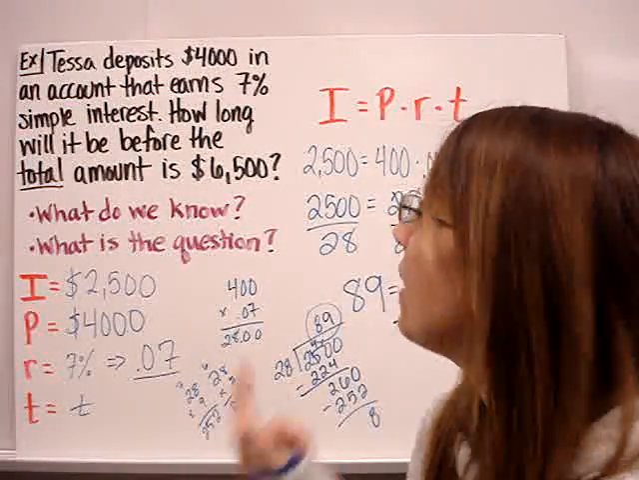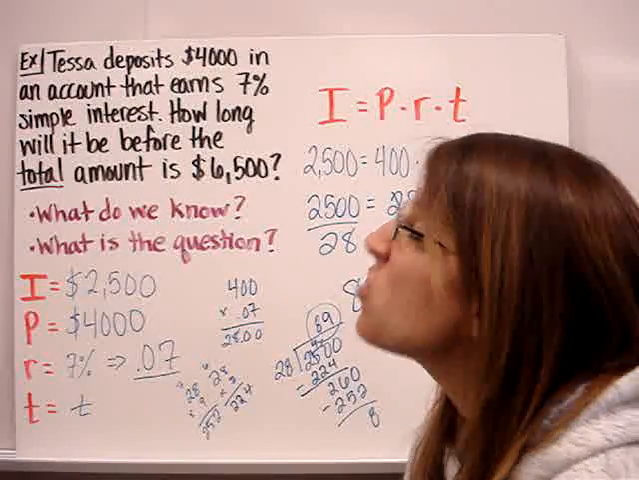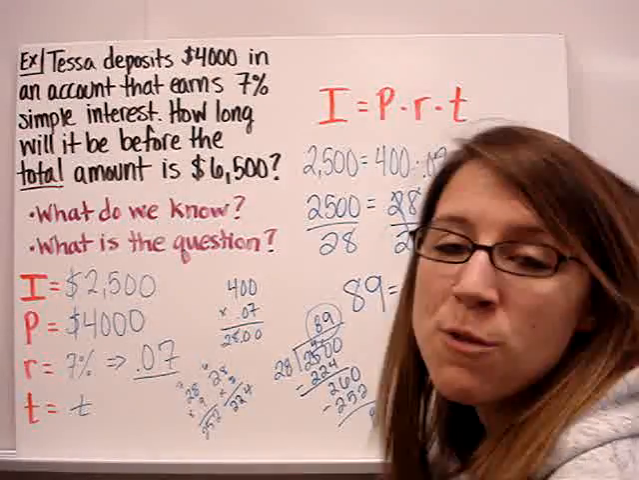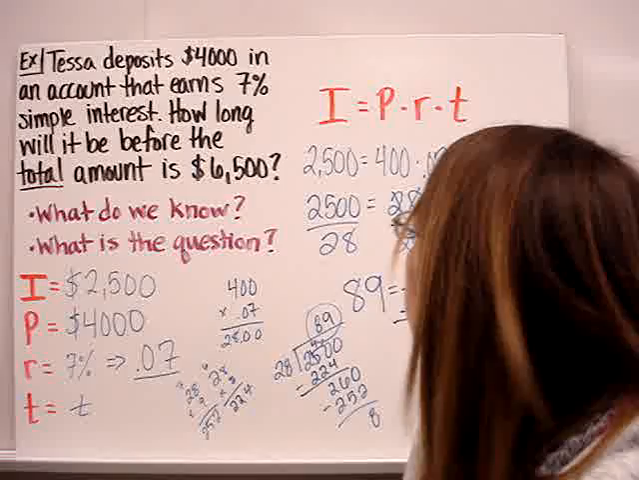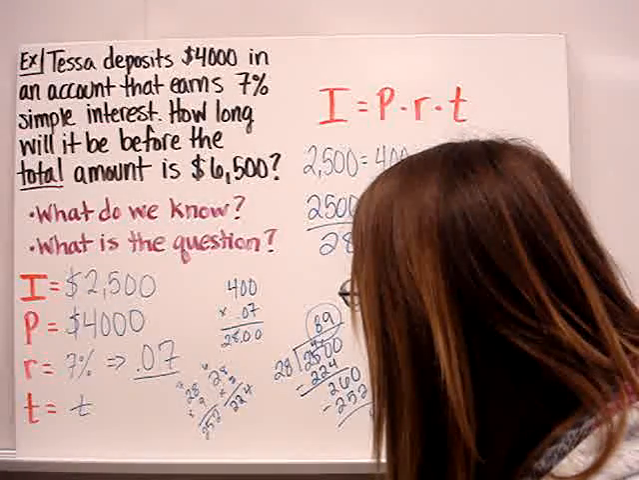So if you really wanted to earn $6,500, would it be worth waiting 89 years? Maybe. Maybe if you were leaving it to somebody. It's worth a shot. Yeah. Okay.